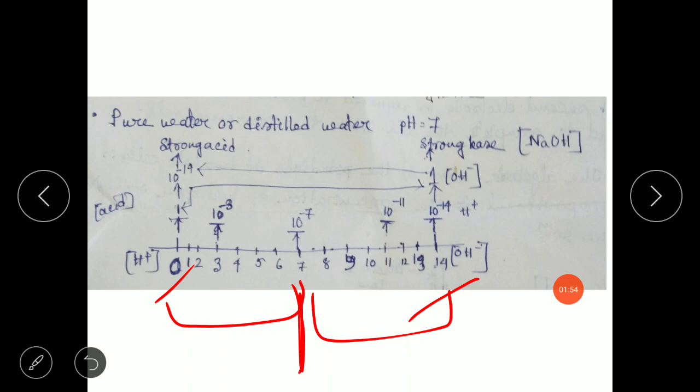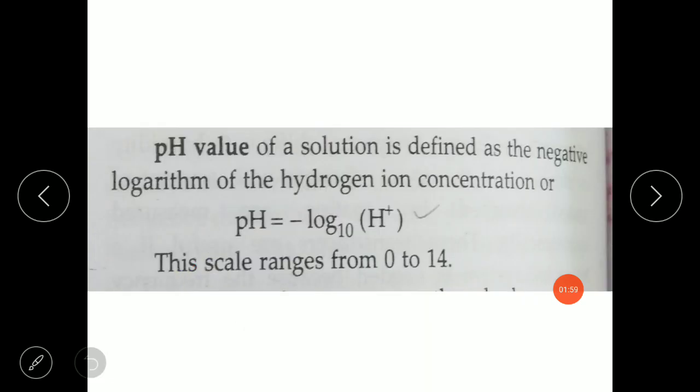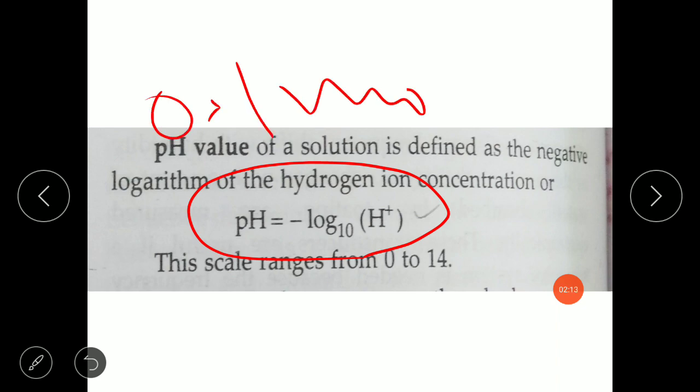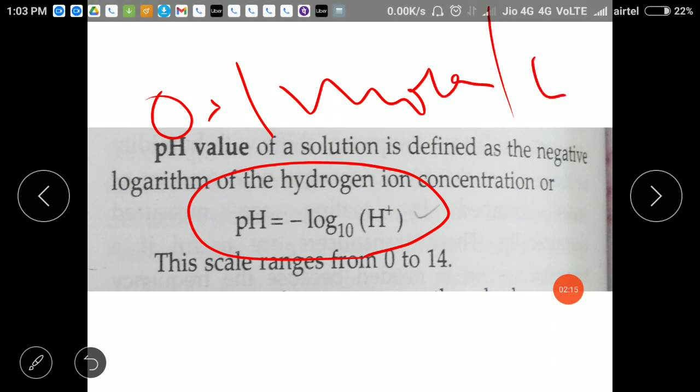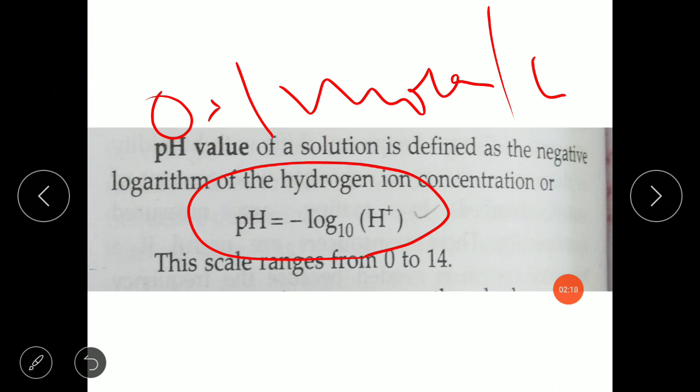So what does the pH value actually mean? pH value is defined as the negative logarithm of the concentration of hydrogen ions in the solution. For a solution with a hydrogen ion concentration of 0.1 mole per liter, the pH value is 1, since the negative logarithm of 0.1 is equal to 1. Therefore, for the whole range of pH values from 0 to 14, the concentration of hydrogen ion varies from 1 mole per liter to 10 to the power minus 14 mole per liter.